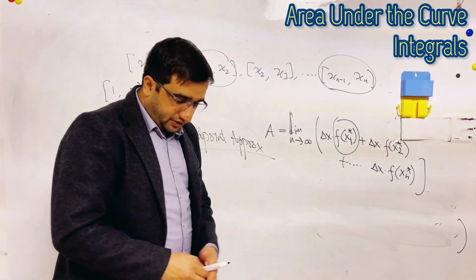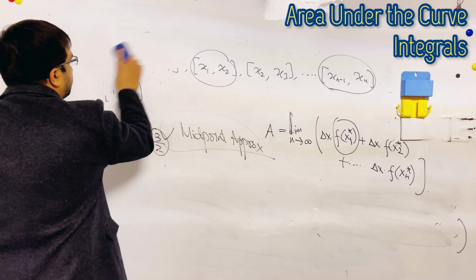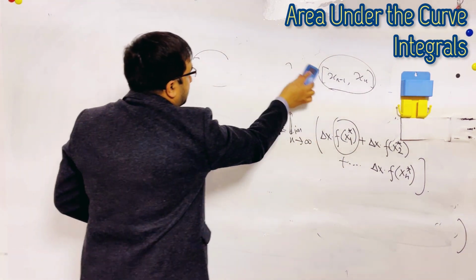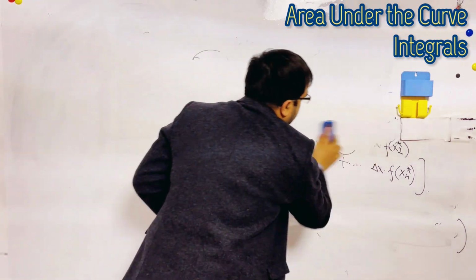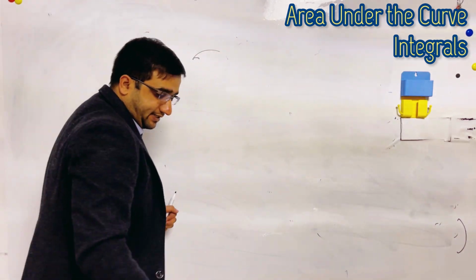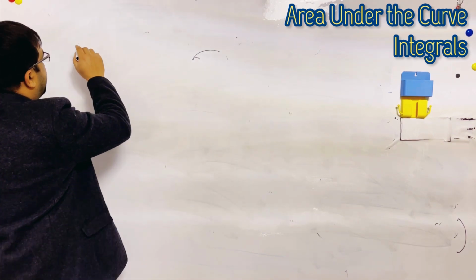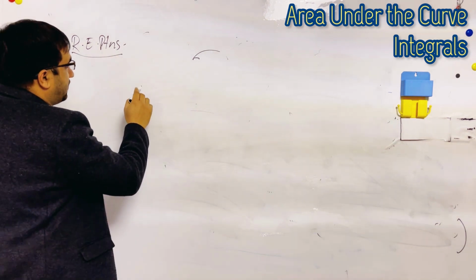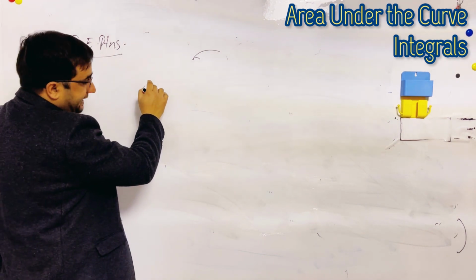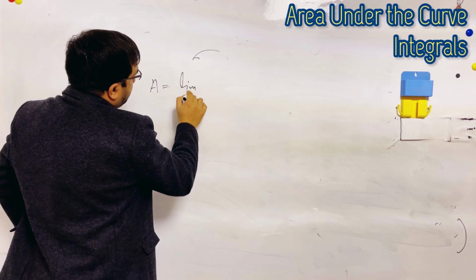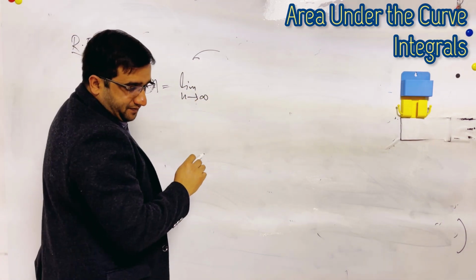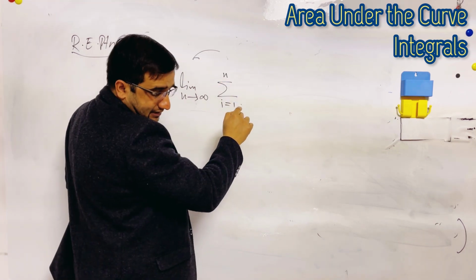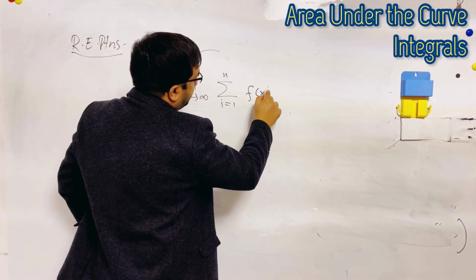And in general, we want to write this whole formula more beautifully. So I can write it for you using the right hand points more beautifully. The formula is: area equals limit n goes to infinity, summation i from 1 to n, f of xi delta x.